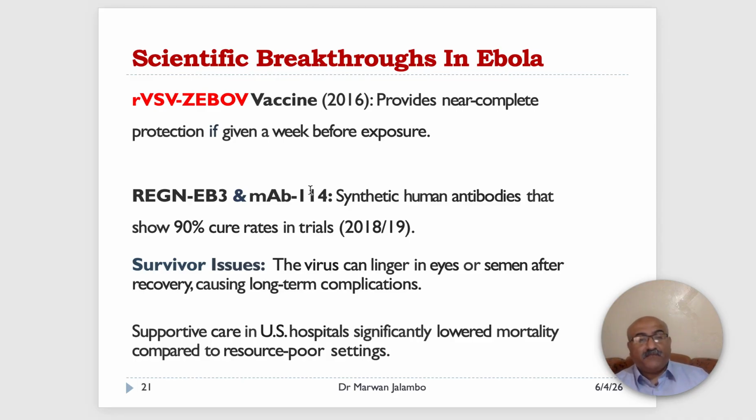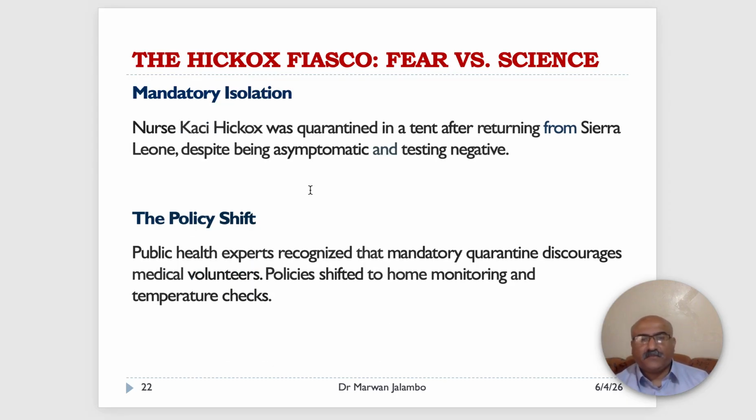In the United States, the fear of Ebola sometimes outpaced the science, leading to ethical dilemmas. The Hickox fiasco, fear versus science. The case of nurse Kaci Hickox demonstrated the tension between political fear and public health evidence. Mandatory quarantine of asymptomatic healthcare workers was found to be scientifically unnecessary and counterproductive, as it discouraged volunteers from going to the front lines.